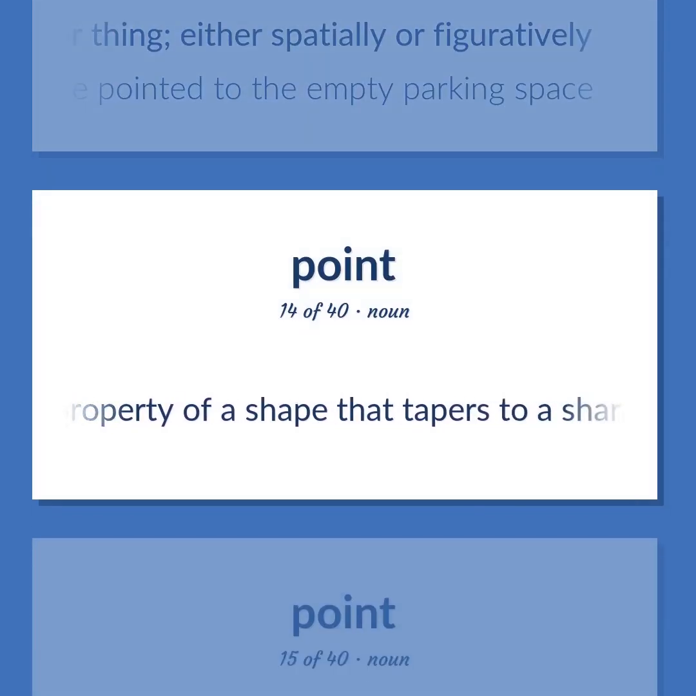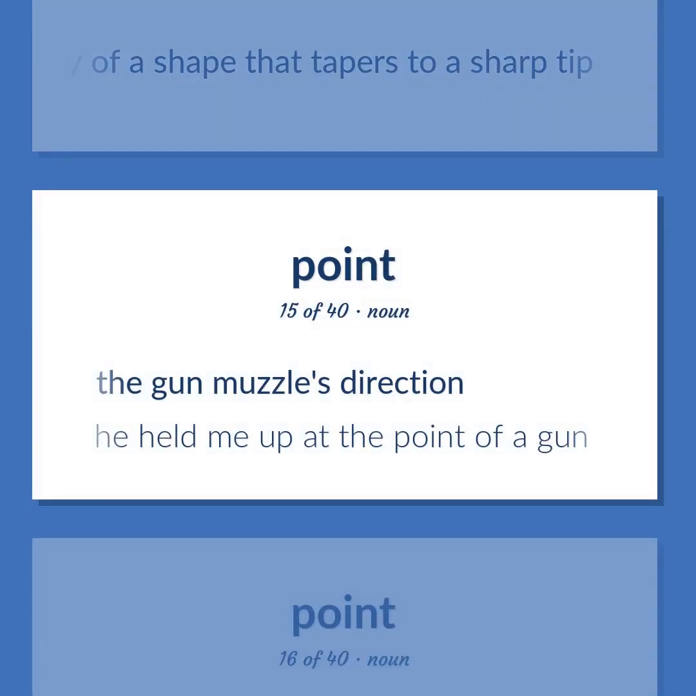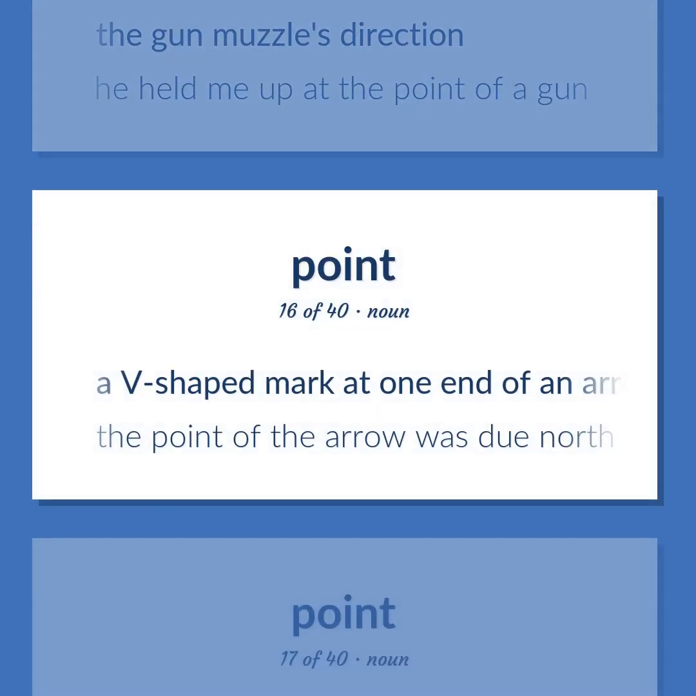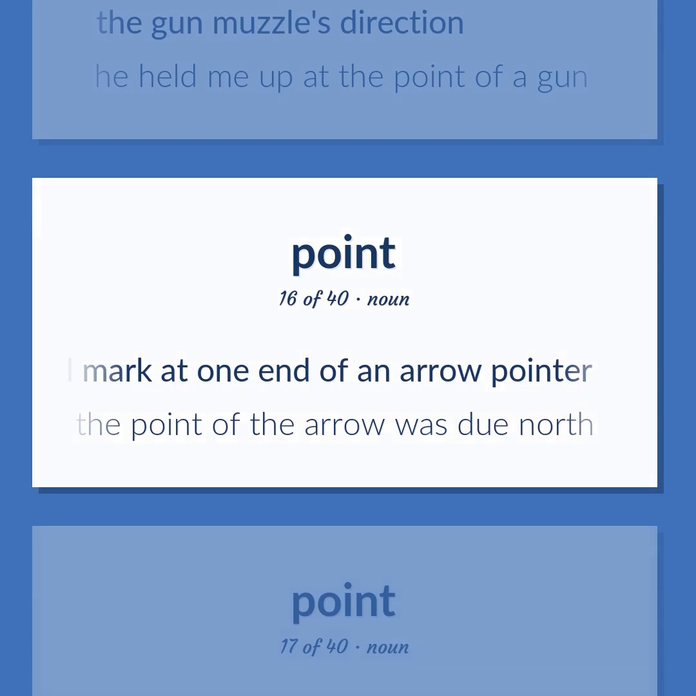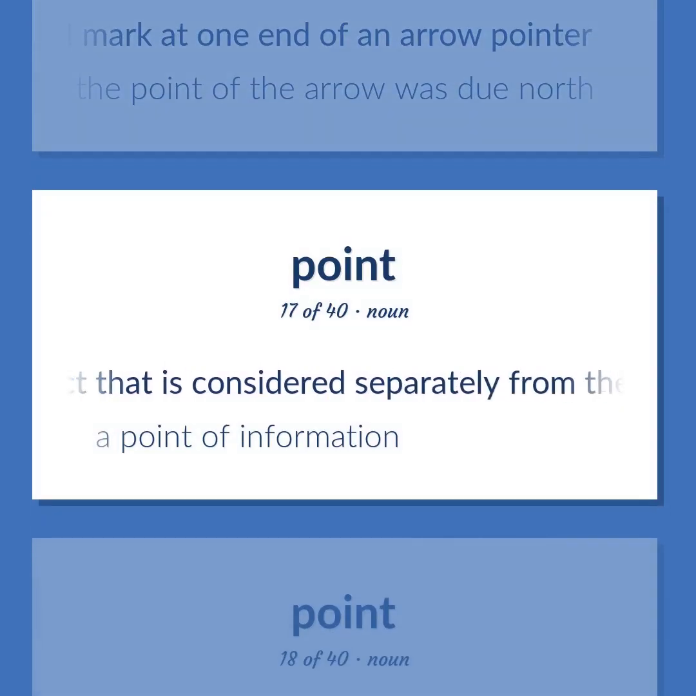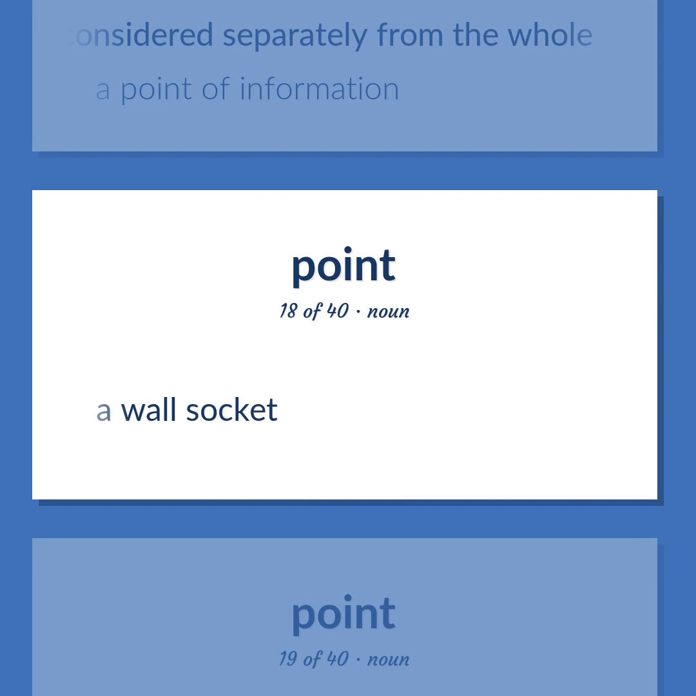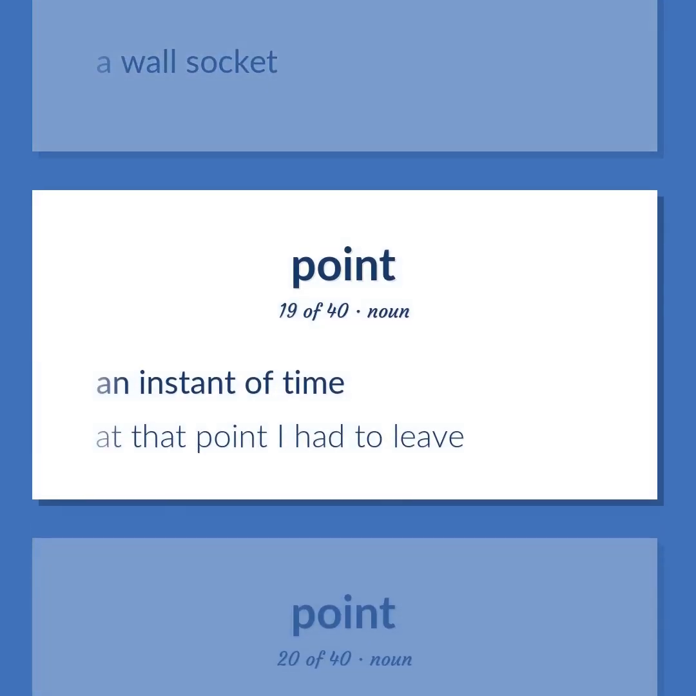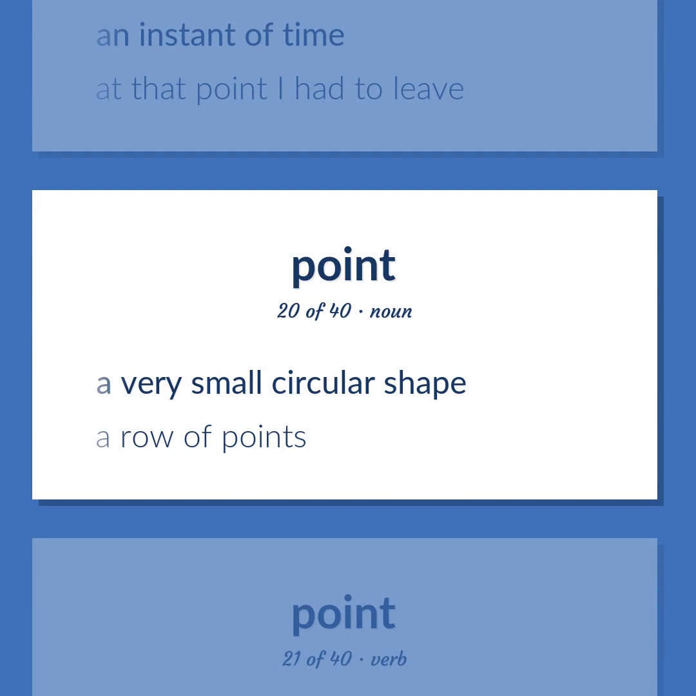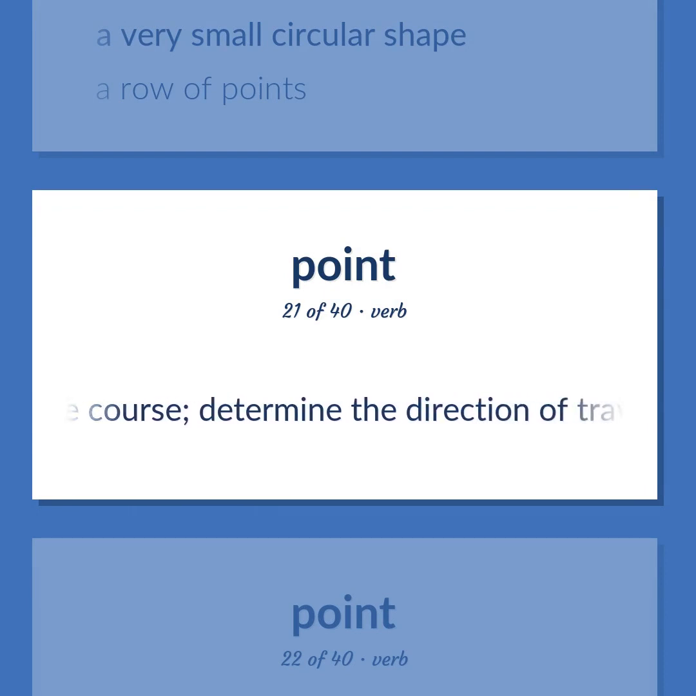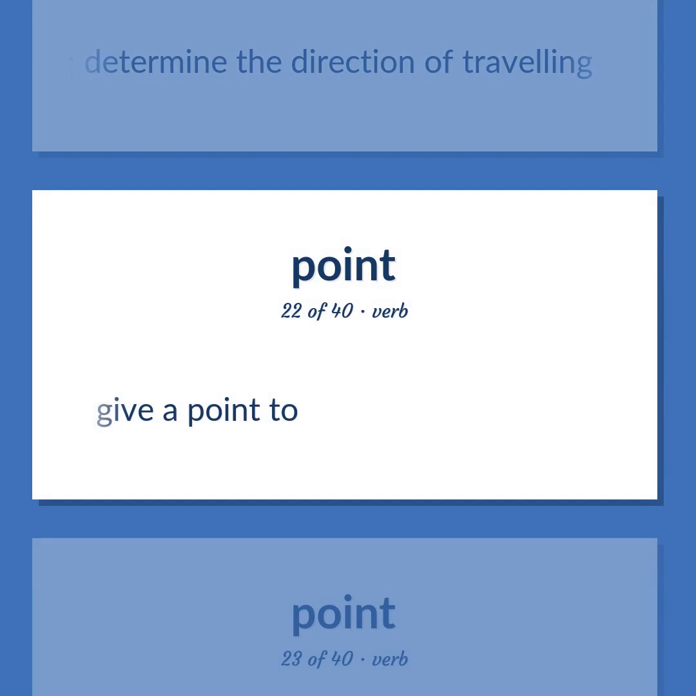The property of a shape that tapers to a sharp tip. The gun muzzle's direction. He held me up at the point of a gun. A V-shaped mark at one end of an arrow pointer. The point of the arrow was due north. An isolated fact that is considered separately from the whole. A point of information. A wall socket. An instant of time. At that point I had to leave. A very small circular shape. A row of points. Direct the course. Determine the direction of traveling. Give a point to.